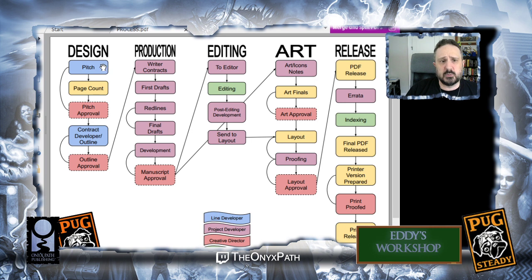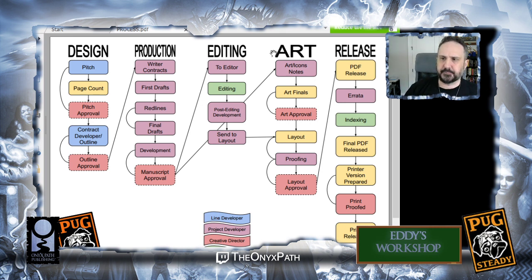So far, I've already gone over pitches and outlines, which are basically how a book gets made and what specifically the kind of book we're going to make, and then outlines are a better plan of how we're going to make that book. From there, we have the production phase, which is actually making the different elements of the book, specifically the manuscript itself. Then we have the editing phase, where the book gets edited. We have the art phase. We haven't talked about the last two phases yet, so I want to go over those real quick.